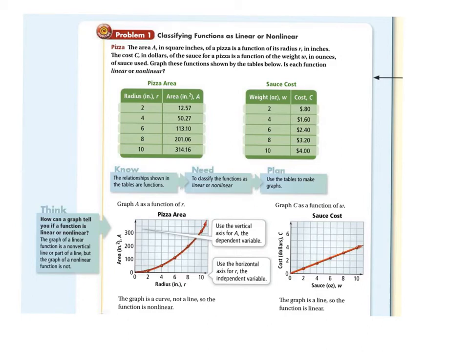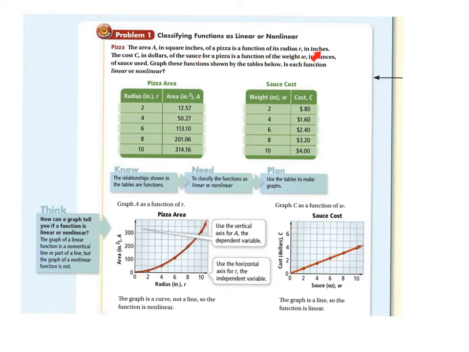All right, so here we have the read and got it for 4-3. And we'll start out with classifying a function as linear or nonlinear. That's pretty straightforward. And we're going to have some story problem fun with this, because you know I love my story problems. The area A in square inches of a pizza is a function of its radius r.